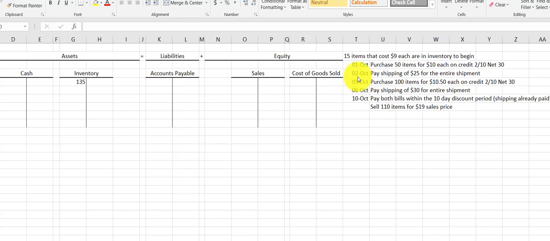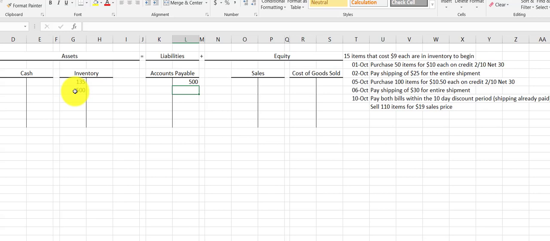So we're going to start with purchasing 50 items for $10 a piece. If we're going to buy it on credit and there are credit terms, that means that we're going to pay for it later. So we're going to take 50 times 10, which is just 500. That's going to debit our inventory and credit accounts payable. And that's how we purchase things on credit.